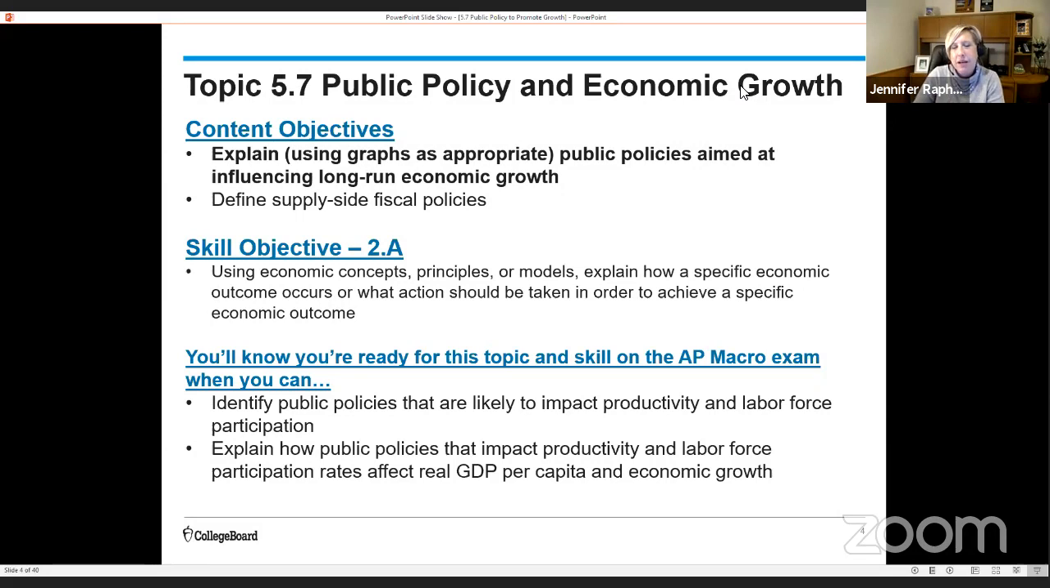And tonight our topic is 5.7, which is public policy and economic growth. So what we're going to be looking to do this evening is see if we can explain, using graphs as appropriate, public policies that are aimed at influencing long-run economic growth. And as part of that discussion, we'll want to be able to define supply-side fiscal policies. So those are the content objectives.